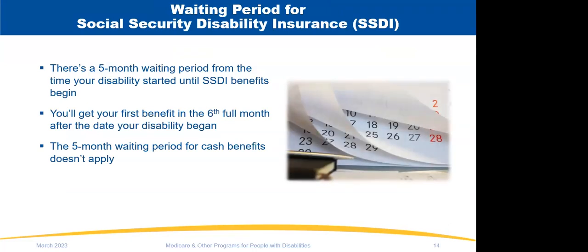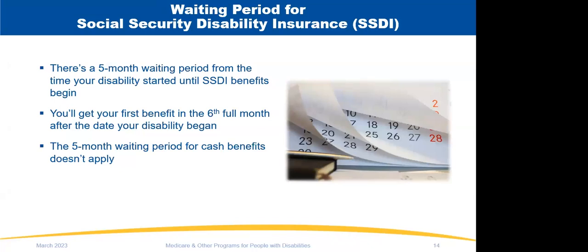Now, there is a waiting period for Social Security disability benefits. There's no waiting period for SSI payments, but there is a waiting period for Social Security benefits, and that is a 5-month waiting period. So it's 5 months from the established onset date.